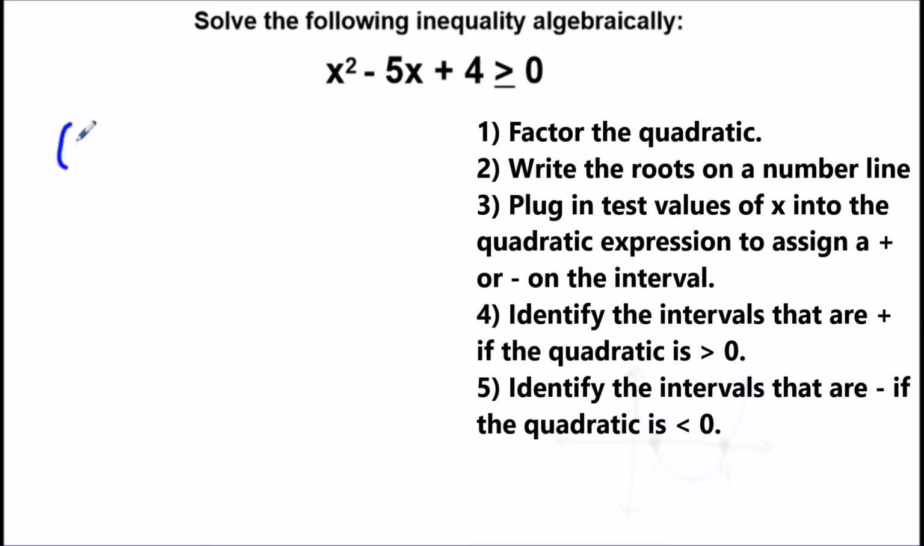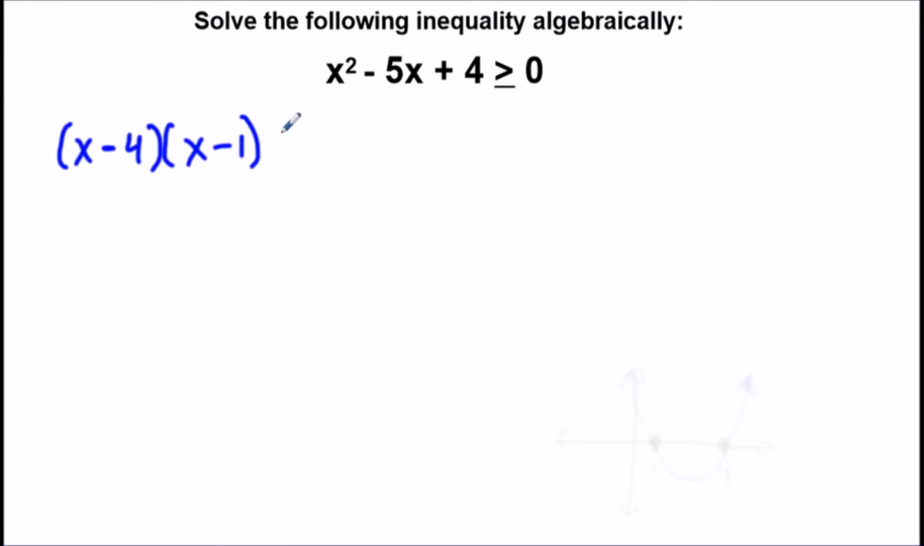So we're going to break it down as x minus 4 times x minus 1, and this expression is greater than or equal to 0. For the expression on the left, the quadratic, we want to pretend we're finding roots, as if this were an equation. The roots are x equals 1 and x equals 4. What we want to do with the roots is write them on a number line. So we have x equals 1 and x equals 4.